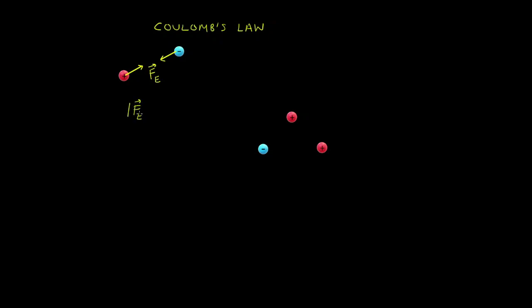So we can write the magnitude of the electrostatic force between charges A and B as a constant multiplied by the magnitude of charge A and the magnitude of charge B over the square of the magnitude of the radial vector between them.